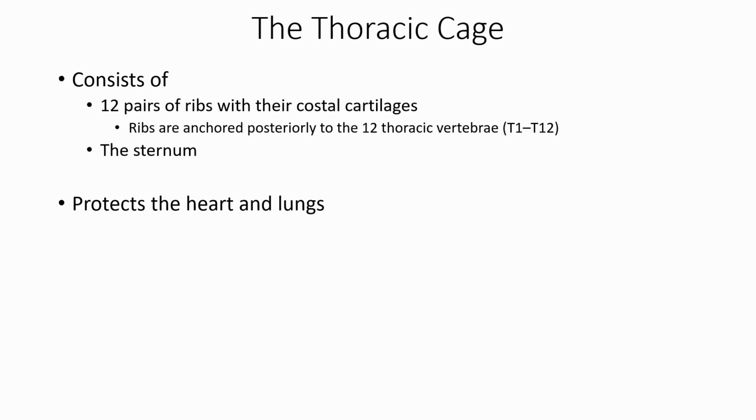So the thoracic cage is made up of mainly a couple components. We have the sternum, and then we have 12 pairs of ribs along with their costal cartilages. So the cartilage is going to connect the ribs to the sternum. All of these ribs are articulated with the 12 thoracic vertebrae in the back. And the whole point is to protect the heart and lungs.